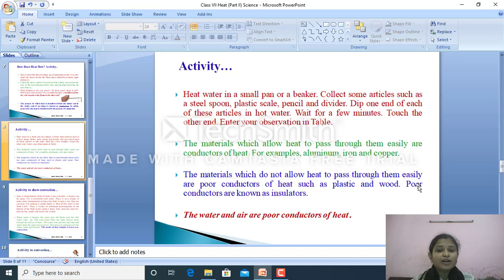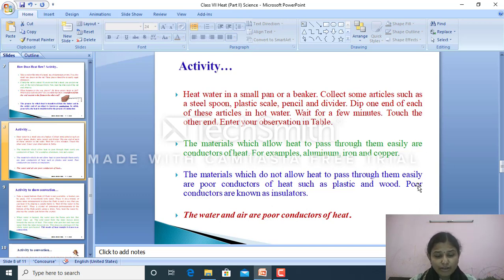What you will observe is that some objects like the spoon and compass become hot, because they are conductors. And some objects like the pencil and scale remain as they are, that means no change. They are known as what? Insulators.